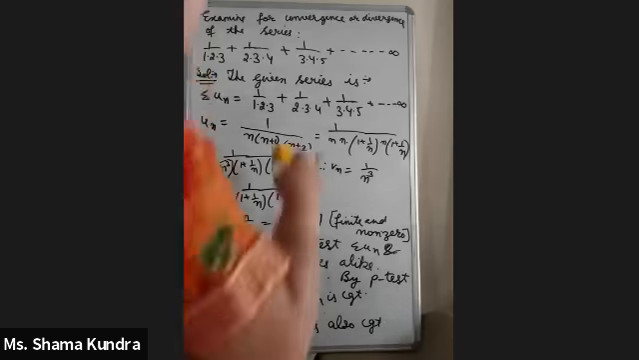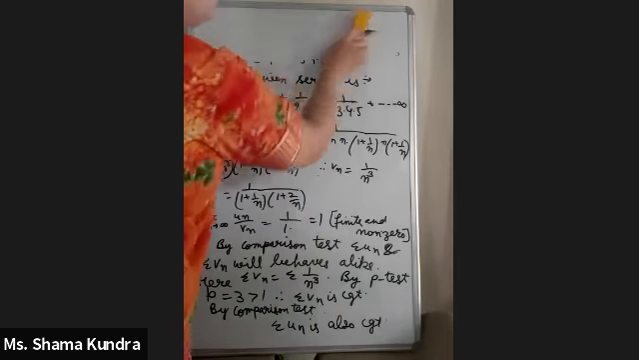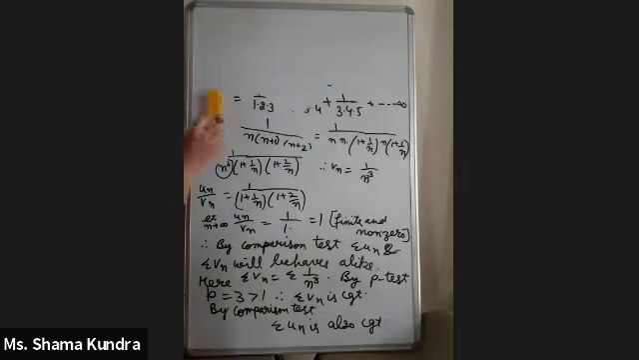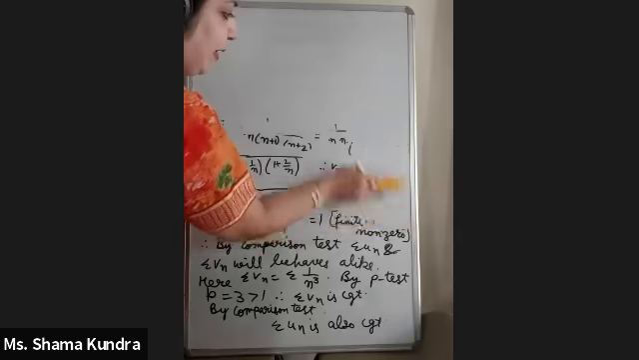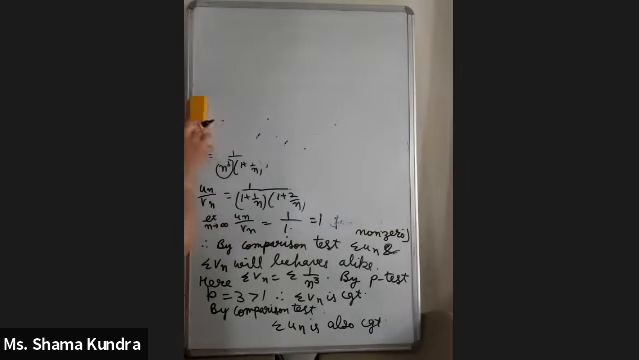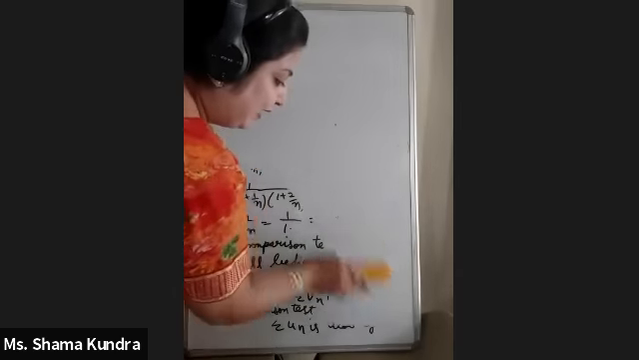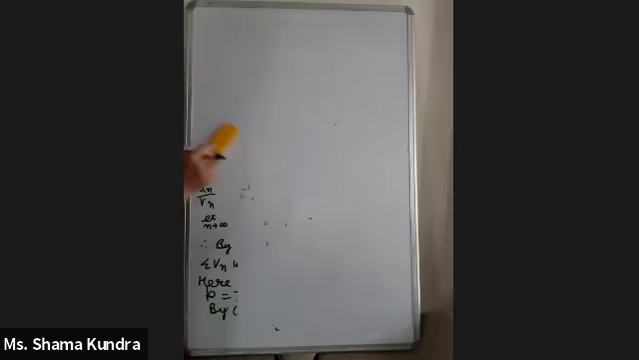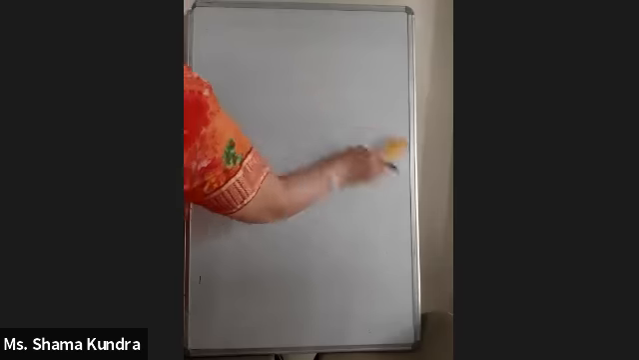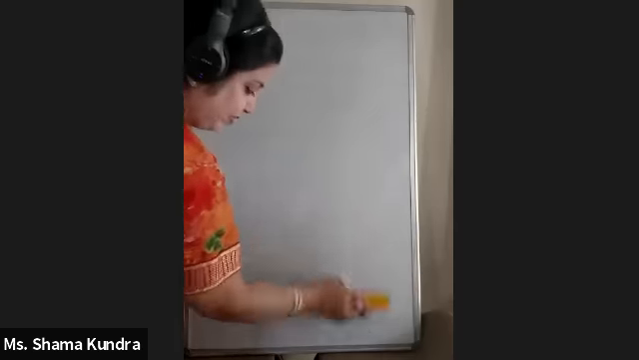Now see one more example of the comparison test. Remember one thing, if un contains an x term, factorial term and increasing multiple term, then never use the comparison test. Then we have to use the ratio test, which we will discuss later on.